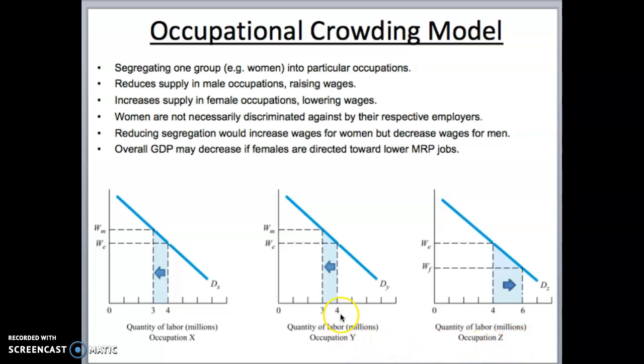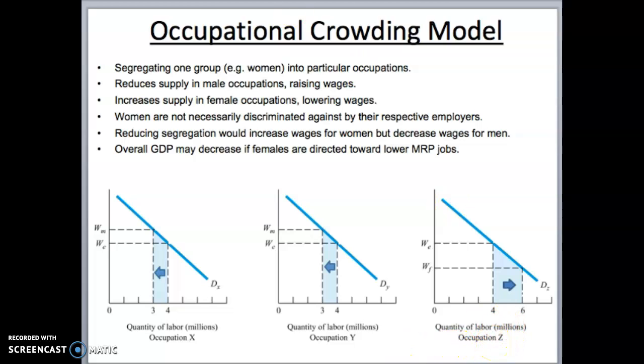For example, if we take 1 million women out of occupation Y, we go from 4 to 3 million, notice that the wage goes up for men. We don't have a supply curve here, but you can imagine it. Supply curve would be shifting to the left and driving those wages up as women exit. Similarly, if we do the same thing for occupation X, push women out of here, we drive the wage up to WM, shifting that supply curve from here to the left. Well, where are those women going to go? You got 2 million women removed from masculine occupations and they're going to get pushed into the feminine occupation.